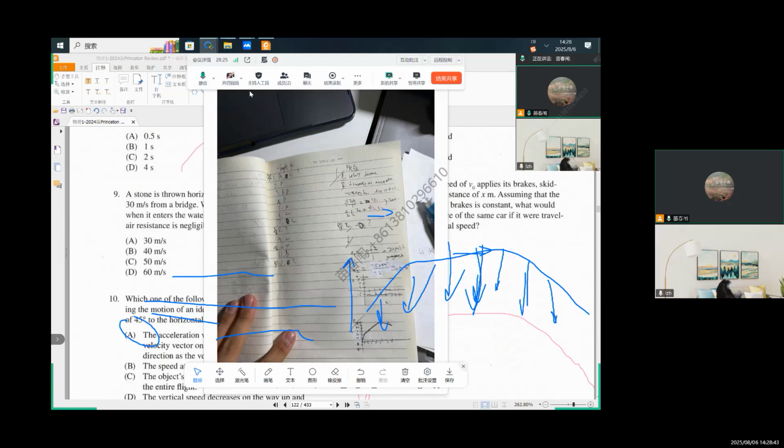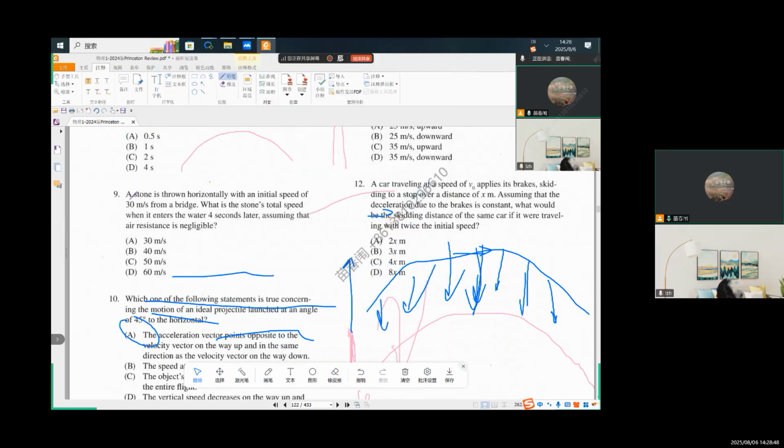Next one is 12, I guess. You marked 12. Let's see 12. Can I read 12? You remember 12?